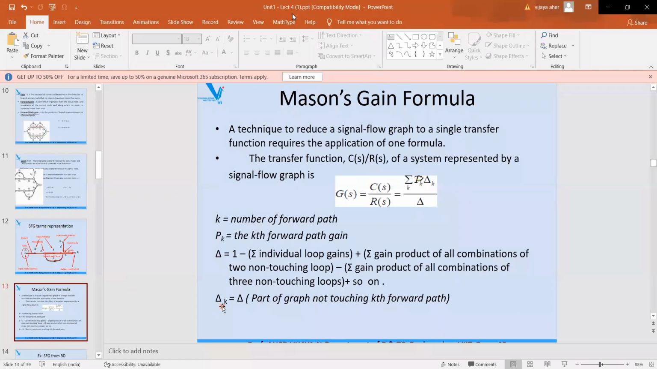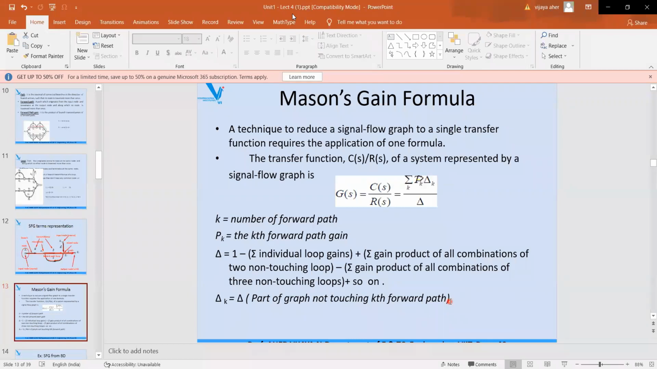आता हे del K म्हणजे काय? What is del K? Del K is equal to del. This is del into part of graph non-touching kth forward path, bracket complete. त्यांनी into करायचंय आपल्याला, नॉन टचिंग kth फॉरवर्ड पाथ ते अगोदर फाइंड आउट करायचं आपल्याला.